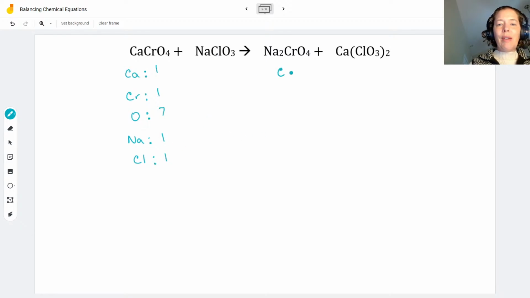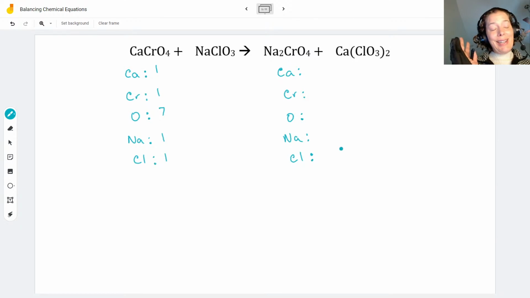Again, I'm going to keep everything in the same order as my reactant side. Sodium and chlorine. Again, make sure you haven't created any atoms. This is not nuclear chemistry, not yet. It's just chemical equations. Okay, so let's count up. Calcium, I have 1. Chromium, I have 1.